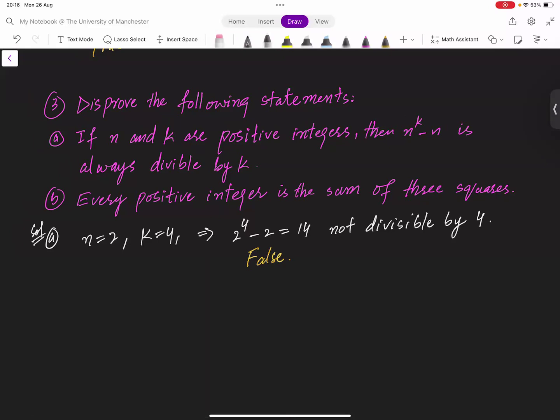Part B, every positive integer is the sum of 3 squares. Let's just try a counter example. So let's say 7 belongs to the positive integers, and 7 is not the sum of 3 squares.